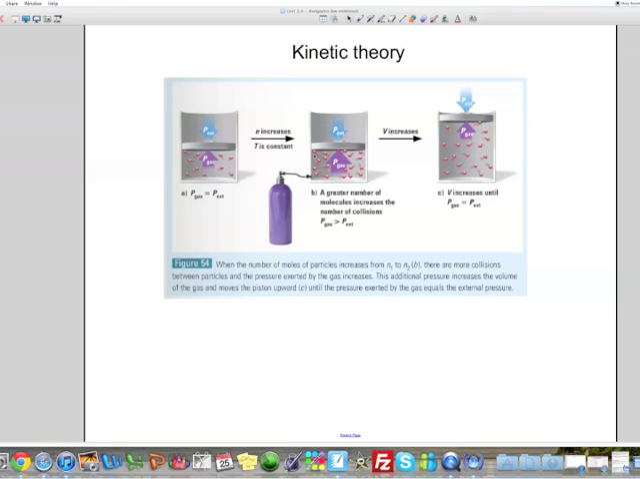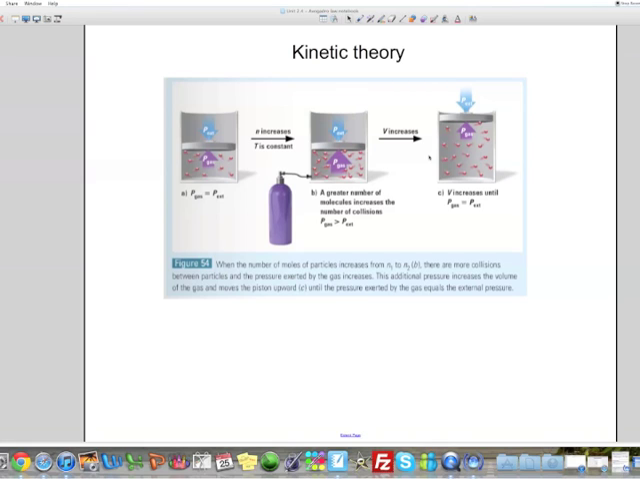So again, more particles mean more collisions, which would imply more pressure if the volume stayed the same. But in this case, we're trying to keep the pressure constant, so the only way is by going to a bigger volume, and therefore we're reducing again the amount of collisions in spite of the fact that we have more particles inside the container. More particles, more collisions, but we don't want more collisions, so the only way to alleviate that is to create a bigger container to keep the number of collisions constant and therefore the pressure constant.